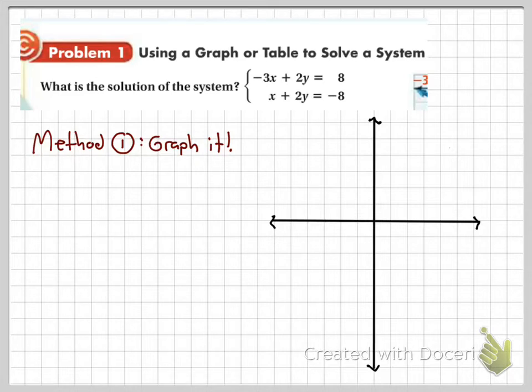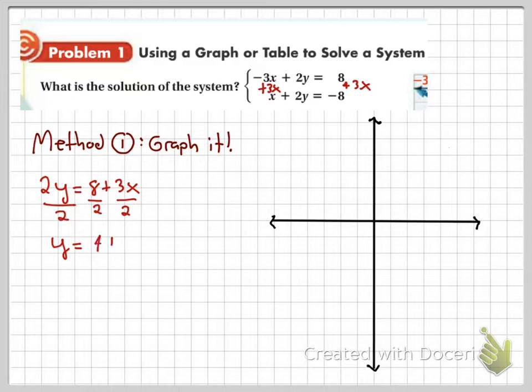So for this first equation, to get it to slope-intercept form, I'm going to add my 3x on both sides to get the y by itself. And then finally, I'm going to divide everything by 2. And I'm left with y equals 4 plus 3 over 2x. So now I can easily see for graphing it, I'm going to start at 0, 4, count up 3 over 2, and then go the other way. And there's my first line.